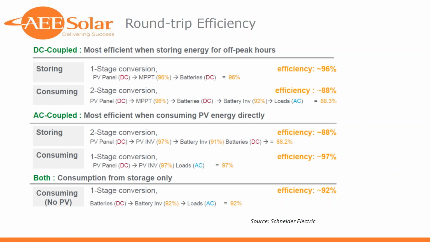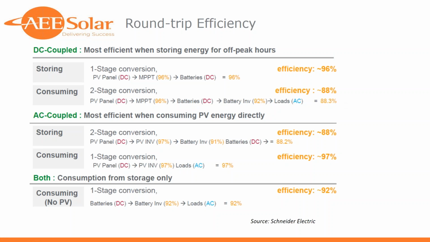Let's think about the flip side when we're consuming concurrently. So two-stage conversion. We're going from the array through the MPPT charge controller into the batteries. We're then inverting, and most of the inverter chargers out there are between 91 and maybe 94% efficient into the load. So when we are doing a two-stage conversion, you're taking this 96 and multiplying it by 0.92, you pretty quickly drop down to 88%.